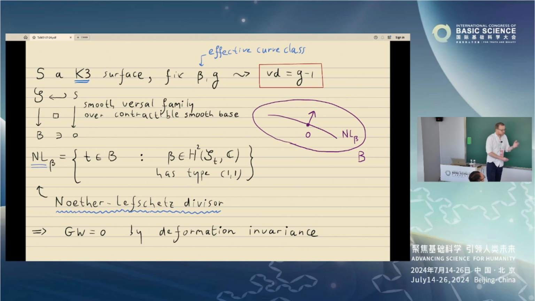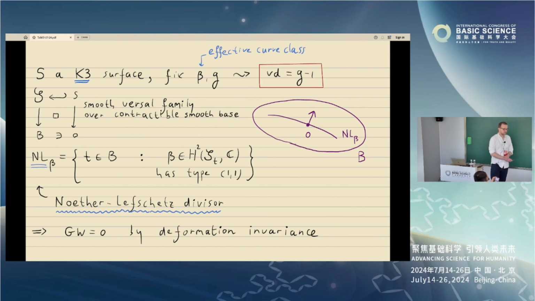Then as you vary the point in the base, the Hodge type of beta will change. So it starts off being Hodge type (1,1), but then when you vary in the base, it will change. And the Noether-Lefschetz locus is defined as the locus of points in the base where the Hodge type of beta remains of type (1,1). So this will define you a divisor.